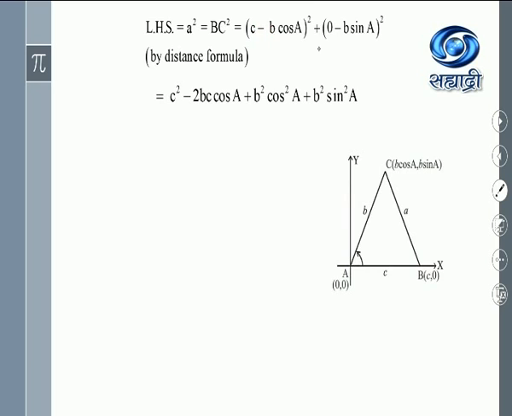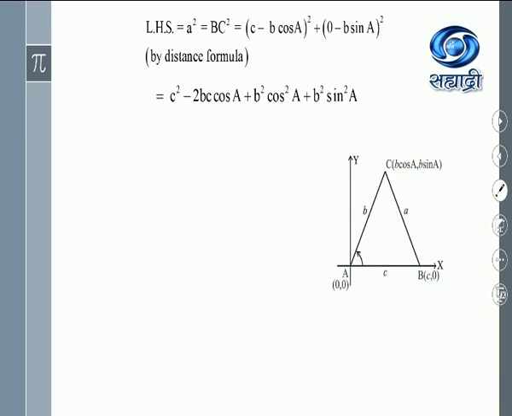Now expand the brackets. First term is C square, middle term is minus 2bc cos A, and the last term is plus b square cos square A, which is this one. Here you are having only one term, that is minus b sin A and its square, which is equal to b square sin square A. Are you getting the steps? How we are following in the proof?